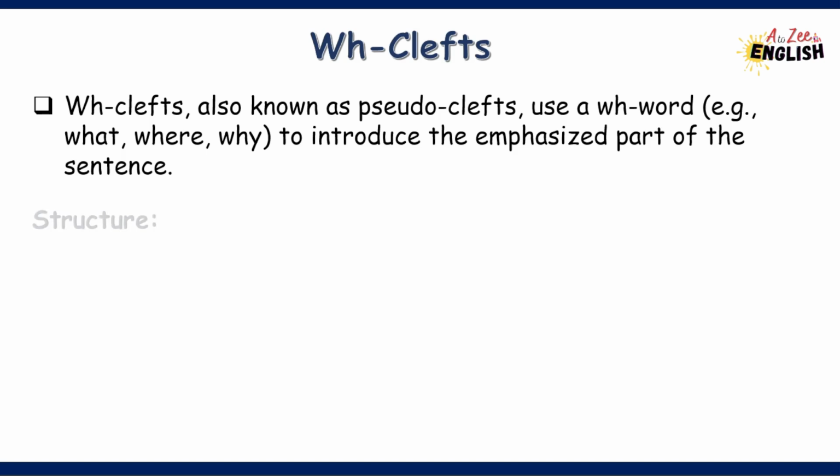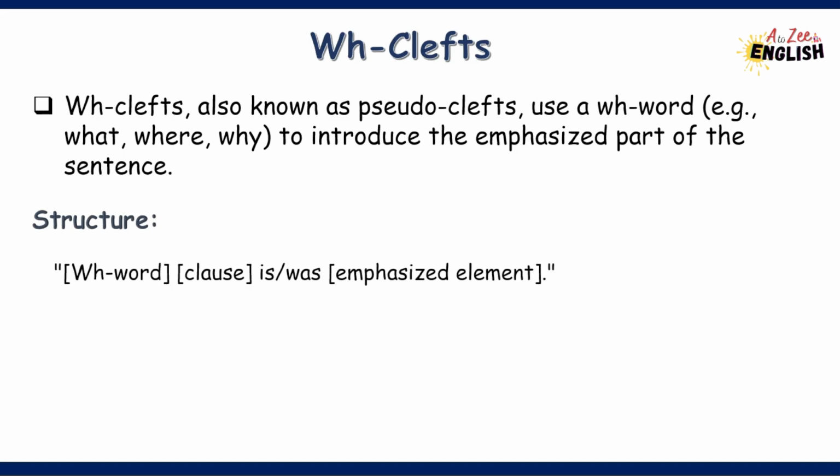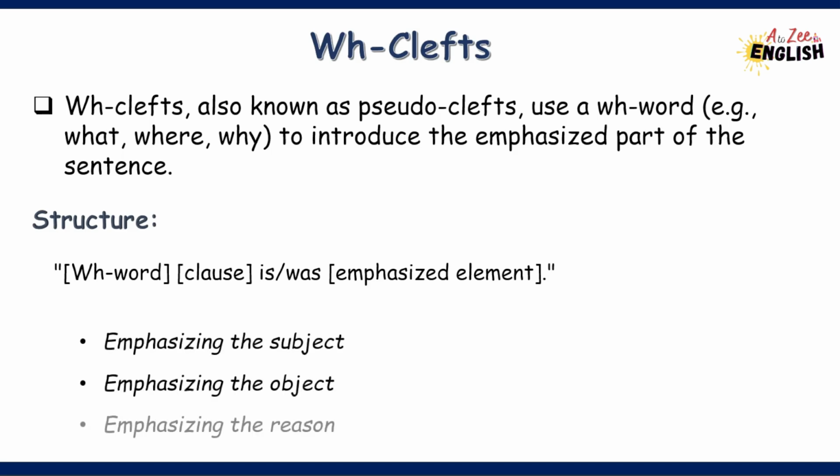Its basic structure starts with the WH word, then a clause, then is or was, then the emphasized element. WH words begin the sentence and introduce the important part. The rest of the sentence follows the WH word and provides additional information. It can emphasize the subject, the object, and the reason.